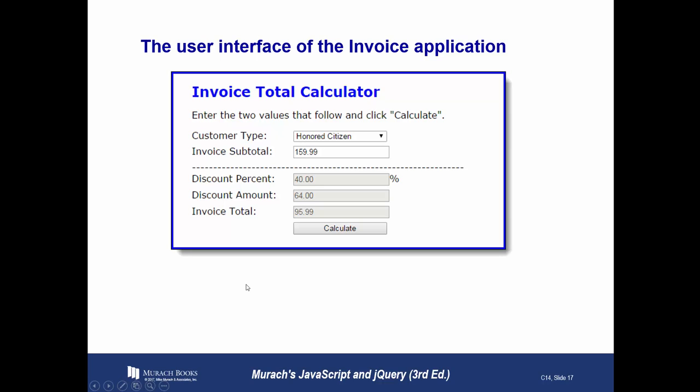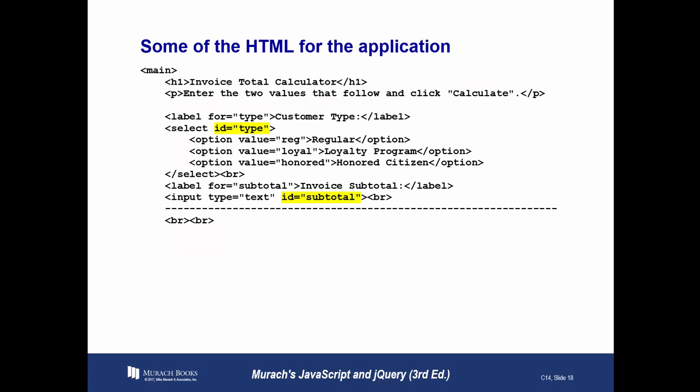All right? So the next thing that's done in here is this user interface for an invoice application, starting on page 410. It says the two figures that follow show a web app that calculates a discount amount and total for an invoice. The application uses some of the conditional expressions and selection structures described thus far in the chapter. This is the interface as shown on 411. Here is some of the HTML. A select statement is used for the drop-down list, and the values that it returns are reg for regular, loyal for loyalty program, and honored for honored citizen. All right?